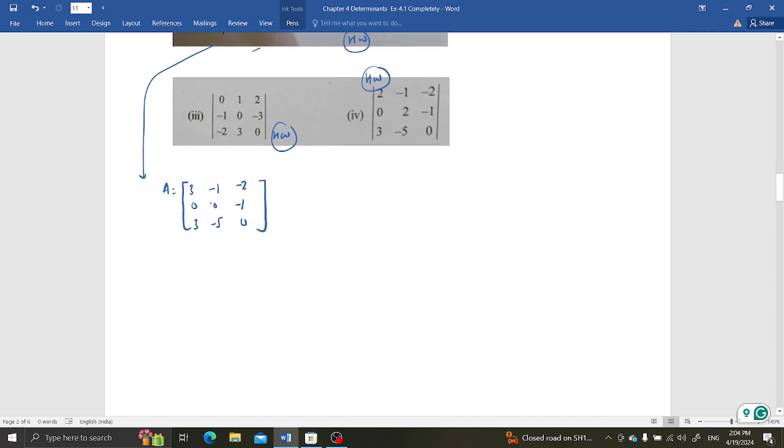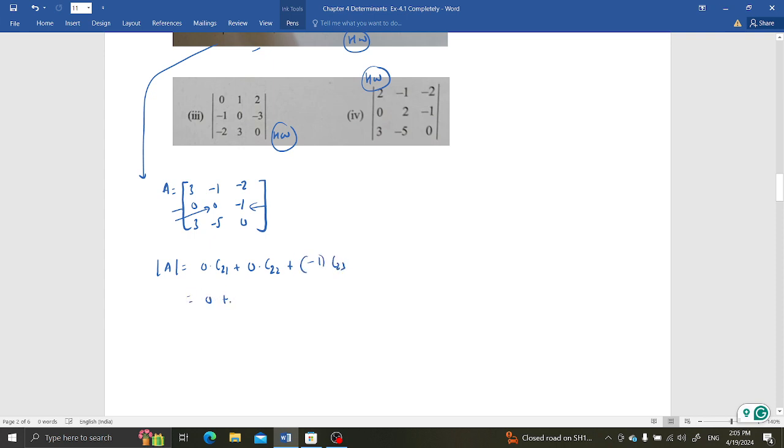Okay, so for this matrix, how can we find the determinant by expanding along the second row? The determinant of A we can represent as 0 into C21, the position of this one is C22, and this is the 21 position, 22 position, 23 position. So C21 element into the cofactor of the 22 position, and minus 1 into the cofactor of the 23 position.